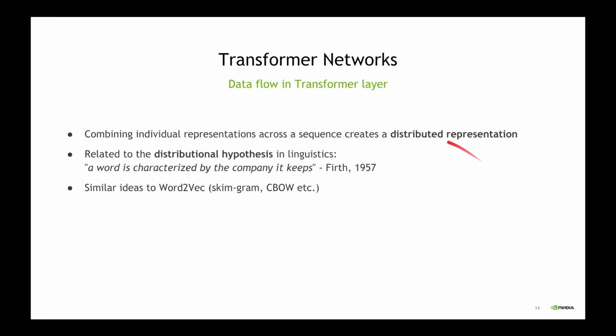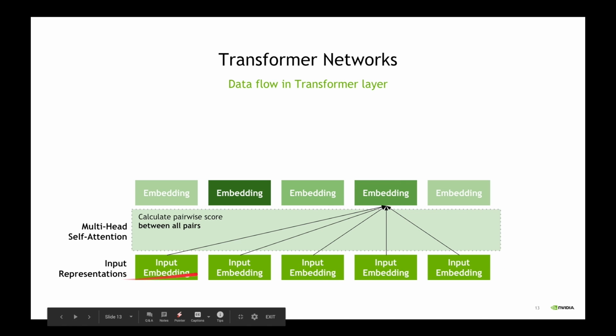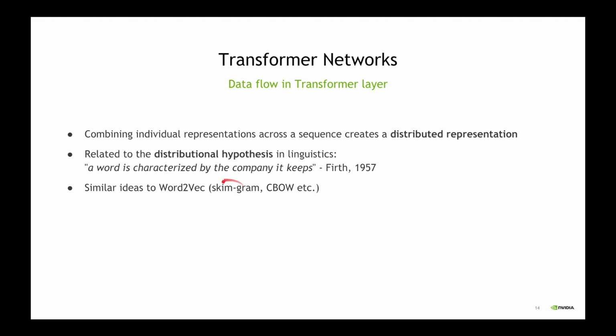What this is known as is a distributed representation, and it's related to the distributional hypothesis in linguistics, right? So you might have heard of it. It's a common idea that comes up whenever we talk about word2vec. It's really this idea where a word is characterized by the company it keeps, right? So in our particular case, we are basically treating the intermediate representation at every location to be a sum of the entire information that is contained inside the sequence, right? So that's the distributional hypothesis, and yeah, it's similar to word2vec.